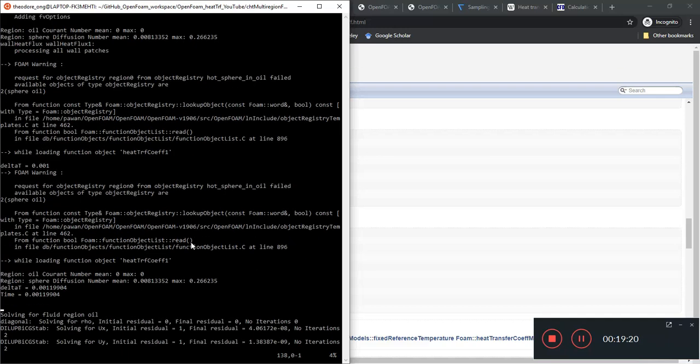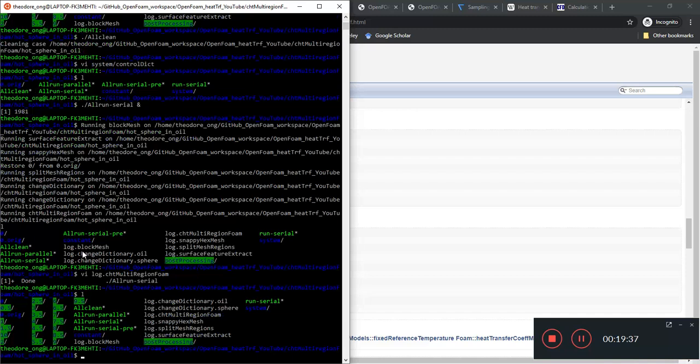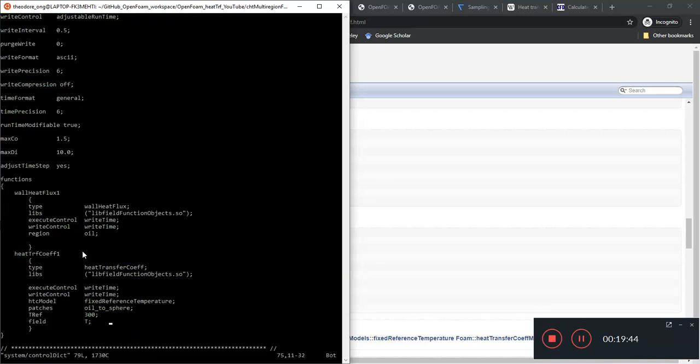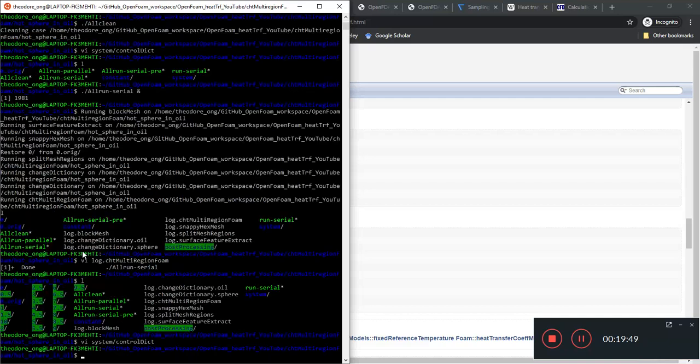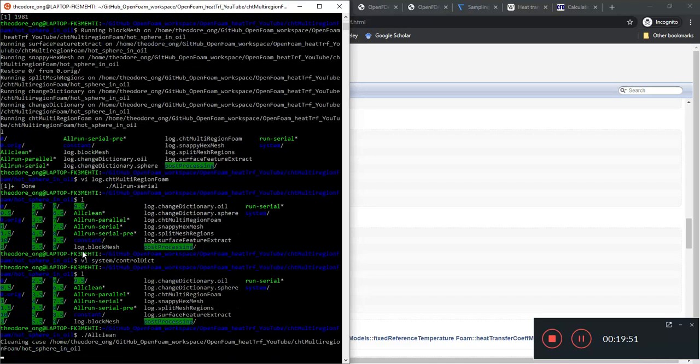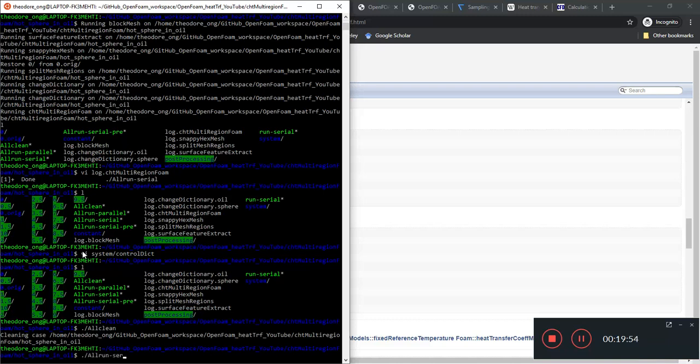Okay, so these are the errors I think in there. They ask for the region, because the default region is region 0, but there are two regions already, so we need to put in the sphere and the oil. So we need to specify the region. So let's specify the region first. System control dictionary, and then we'll put the region here, region, and we'll put oil, and we just save and quit, all clean, all run serial, and I'll put an end there.